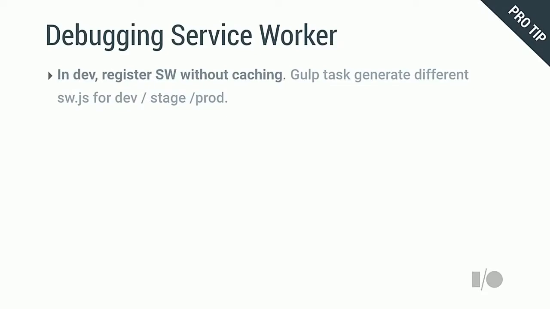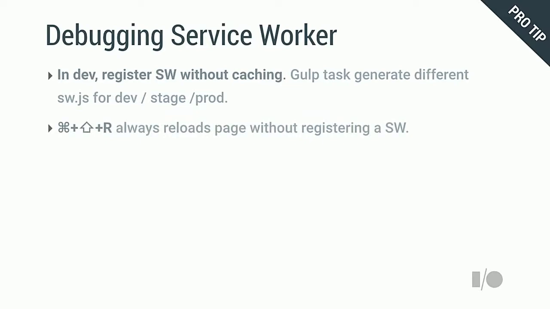So the first thing is, if you're developing, do not turn on caching. Do not use the cache API. For us, we actually have a couple of gulp tasks that generate different versions of Service Worker for our development environment, our production environment, and our staging environment. And for dev, we basically don't use caching, so we know that service worker is not the issue there. So we're guaranteed to have the latest file changes and all that good stuff.